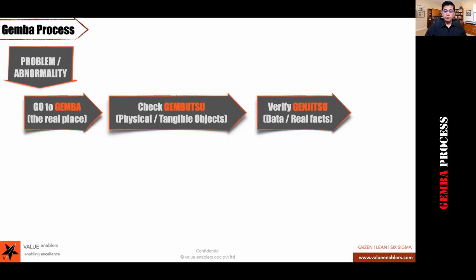Then verify Genjitsu. Collect data and real facts. In case of an accident, how will you collect the data and real facts? What is the data that you will collect? What are the facts that you will collect? Yeah, what speed he went? What is the point that he hit? And whether he came on the wrong side or the right side. CCTV footage is a real fact. Data, the time, license expiry, fantastic.